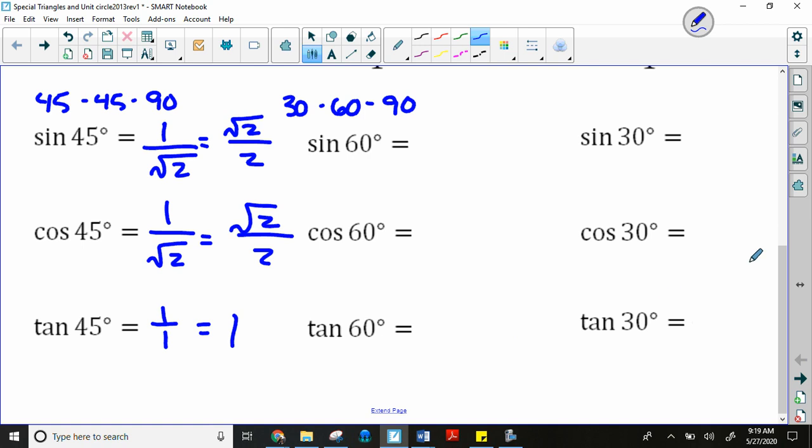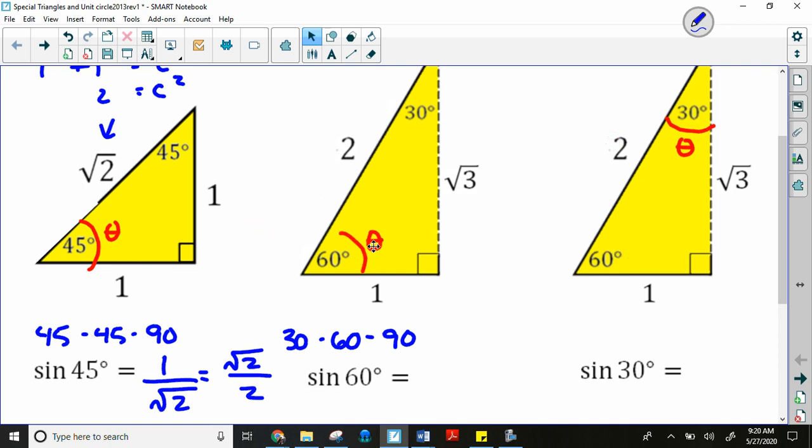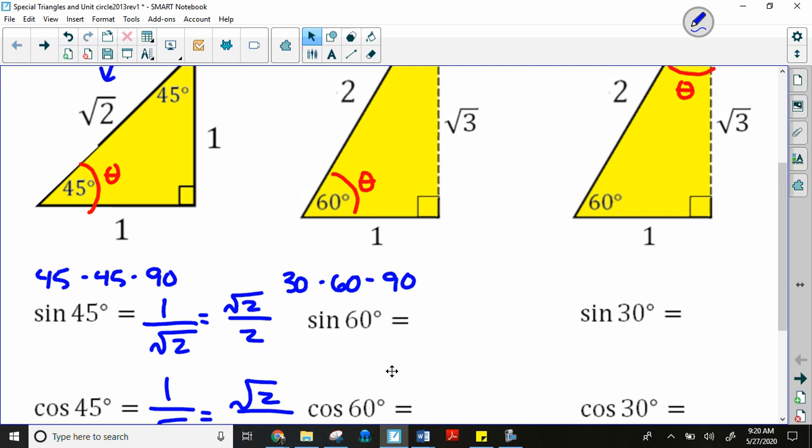So let's look at 60 and our 30. I did it backwards. So 60, sine is opposite over hypotenuse. Nice, we don't have to rationalize this one. The 45, 45, 90 triangle is the only one you'd have to rationalize with the primary trig ratios, because of the hypotenuse. If we're using our reciprocal trig ratios, you're going to have to rationalize for the 30, 60, 90 triangle.